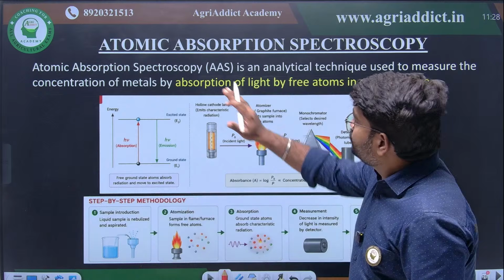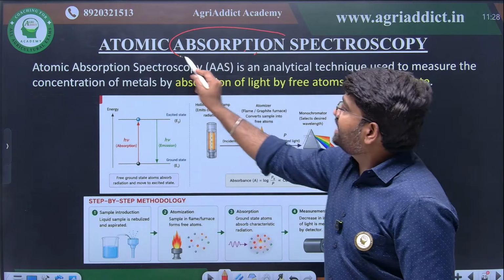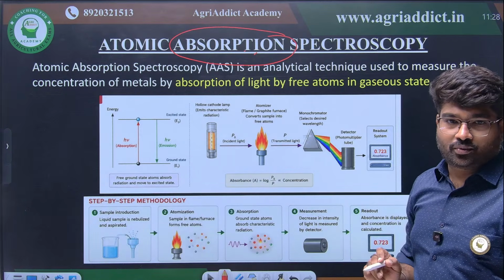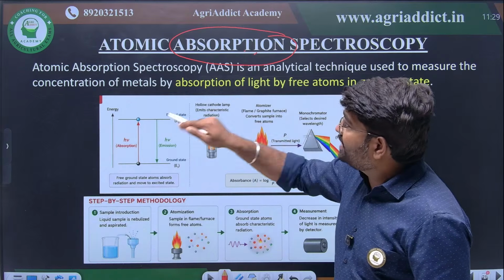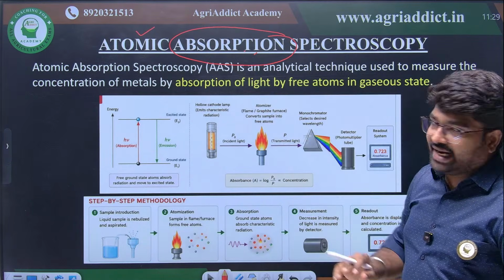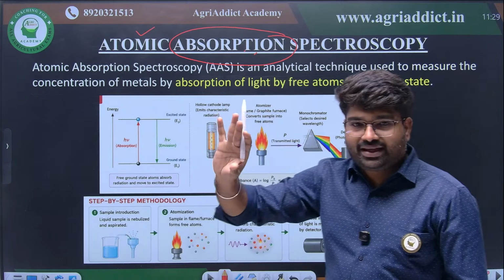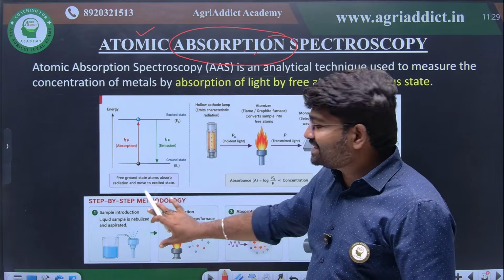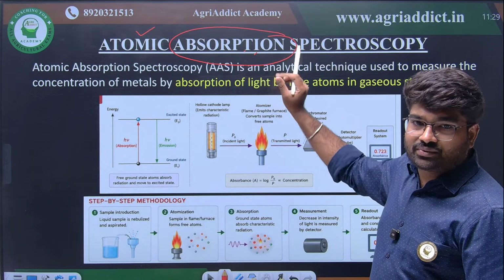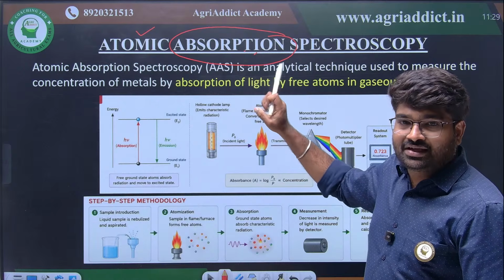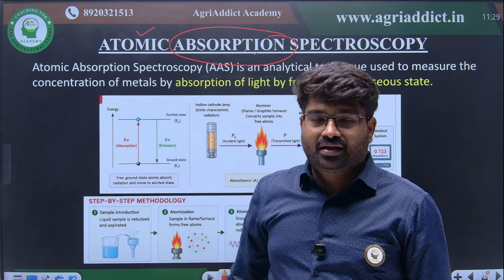So atomic absorption spectroscopy, the name itself tells it. It's a type of absorption spectroscopy. Which is absorbing the energy? Atoms are absorbing the light energy, that's why we say atomic absorption spectroscopy. Simple. Here we take our sample, and the sample is converted into atoms. Each atom absorbs light at a specific energy. So the amount of light absorbed is directly proportional to the concentration of the particular analyte.